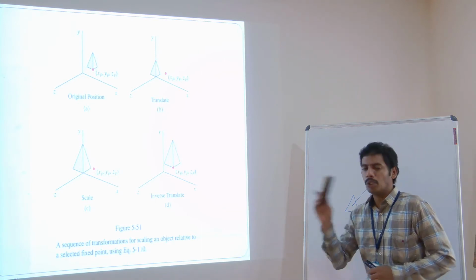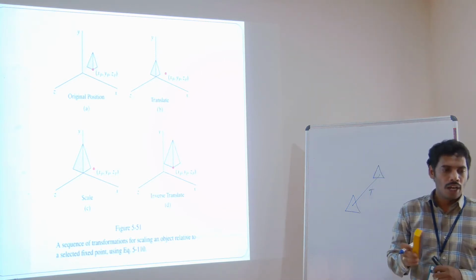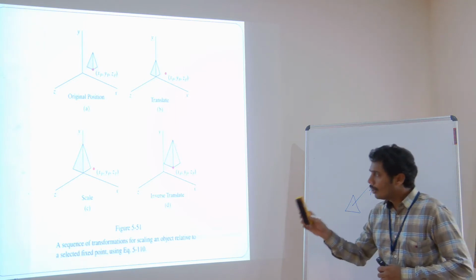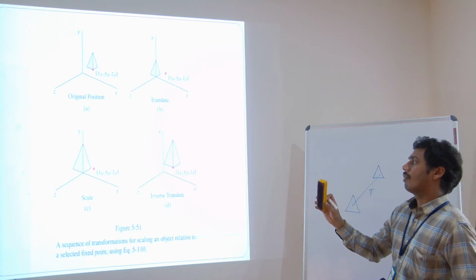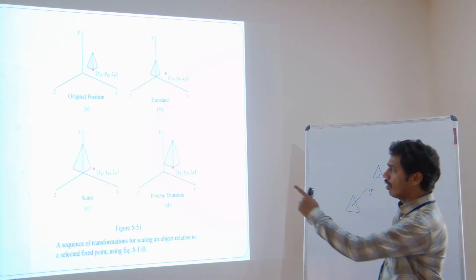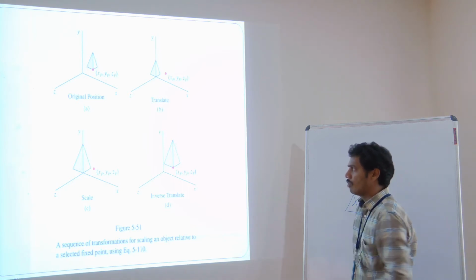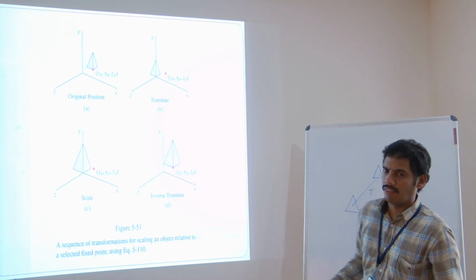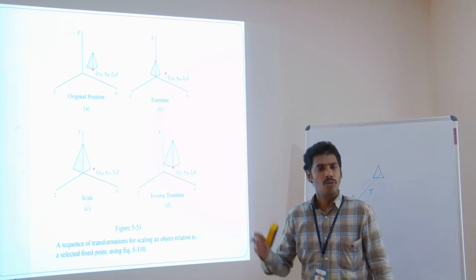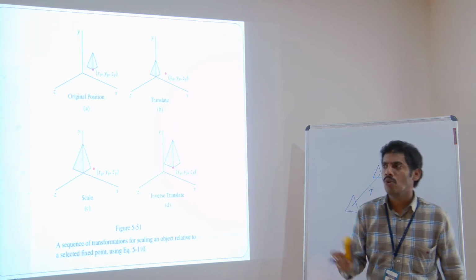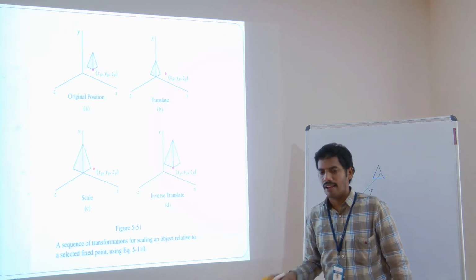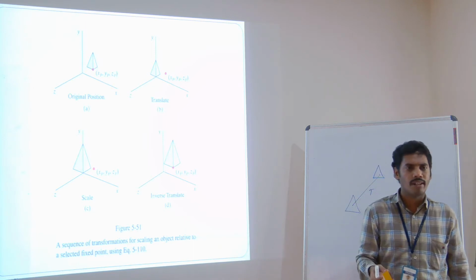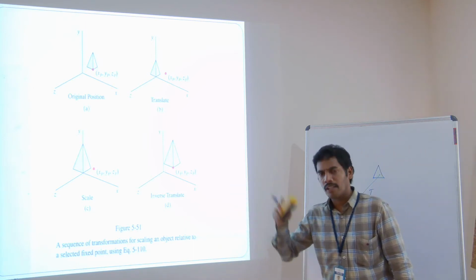With respect to the coordinate origin only, I need to scale the object. So I am trying to scale the object now. It is scaling the particular object. What type of scaling factor do I use here? For example, I am applying the scaling factor, and by the scaling factor I scale the object. So after scaling, I have done the particular scaling of the image.